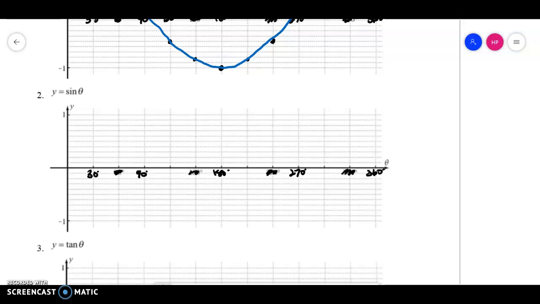The sine values are the y coordinates when you look at the unit circle. So the sine at 0 degrees is 0, and it peaks to 1 at 90 degrees, and then it's going to be 0 again at 180, and then it's -1 at 270, and then it comes back up to 0 at 360.